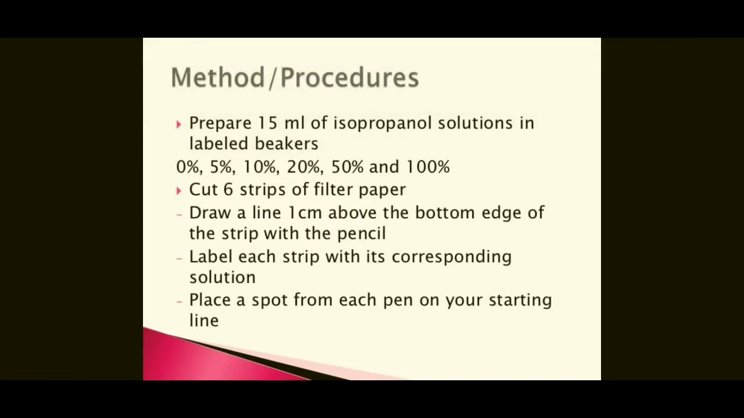Prepare 15 ml of isopropyl solution in labeled beakers: 0%, 5%, 10%, 20%, 50% and 100%. So cut 6 strips of filter paper and draw a line 1 centimeter above the bottom end of the strips with a pencil. And next, label each strip with its corresponding solution and place spots from each pen on your starting line.